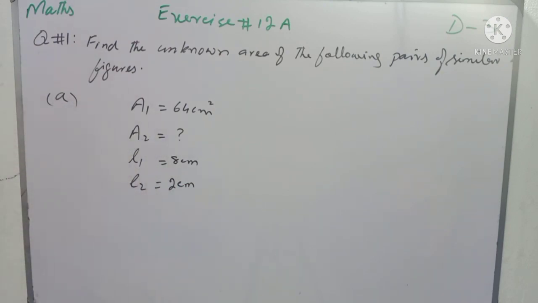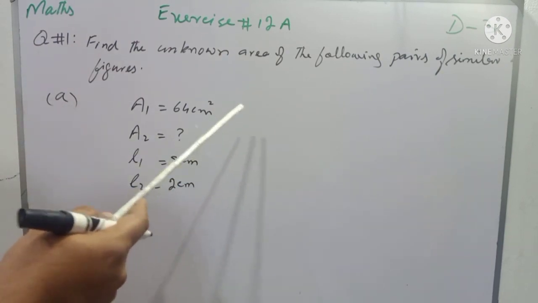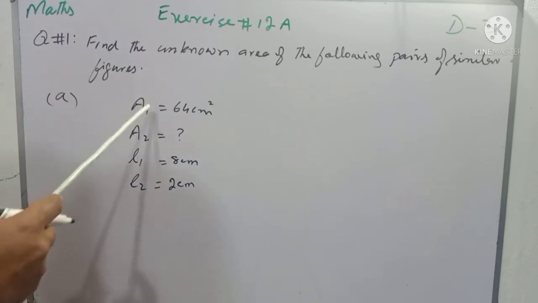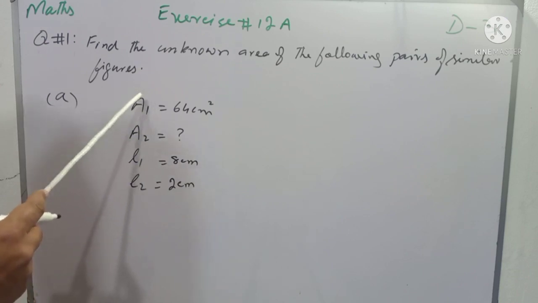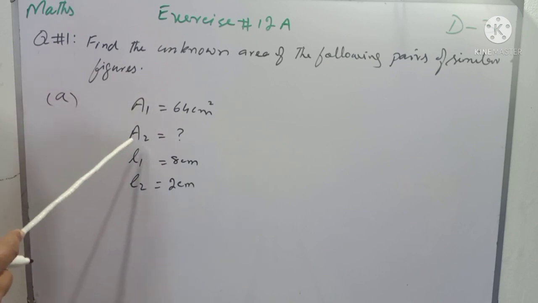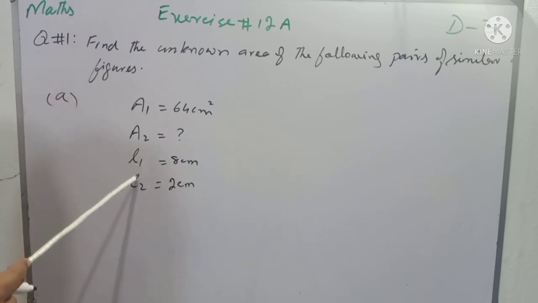There are two similar figures. You can see those two triangles in the book, so I am not going to draw the diagram. Keep in mind that the ratio of the areas of two similar triangles is equal to the square of the ratio of the corresponding sides of those triangles.